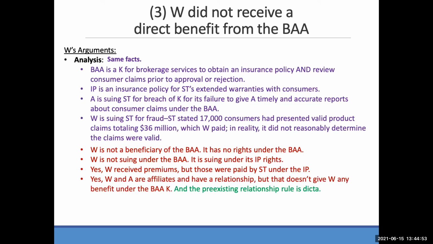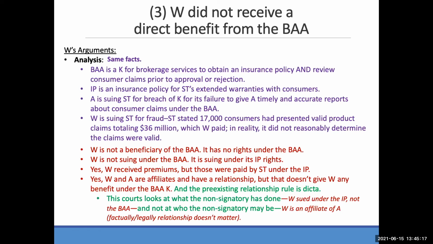And even though W and A are affiliates and have a relationship, it doesn't give W any benefit under the BAA contract, essentially, right? You could make a counterargument that technically there was a benefit because the brokerage agreement was to get W, I guess, as the person who supplied the insurance policy, but it's still going to be weak because the pre-existing relationship rule is dicta. It was used by other courts. The Columbia courts, which is the area we're in, look at what the non-signatory has done. And so here W is suing under the insurance policy, not the BAA. It doesn't matter that W is an affiliate of A. But again, this is where you could have had more counterarguments.